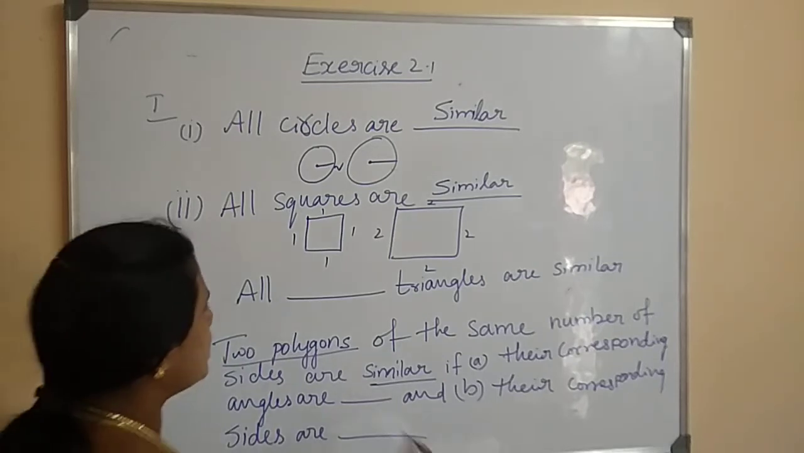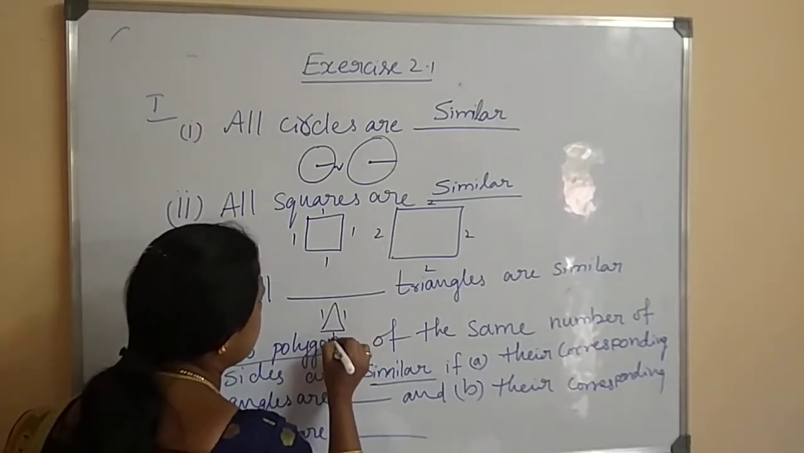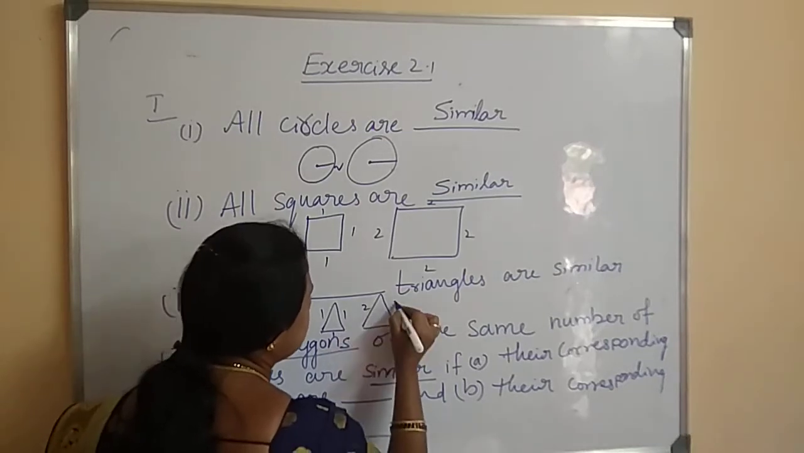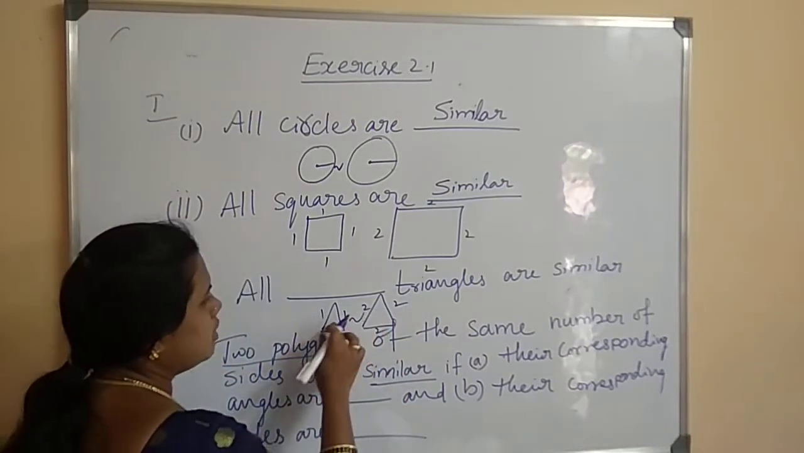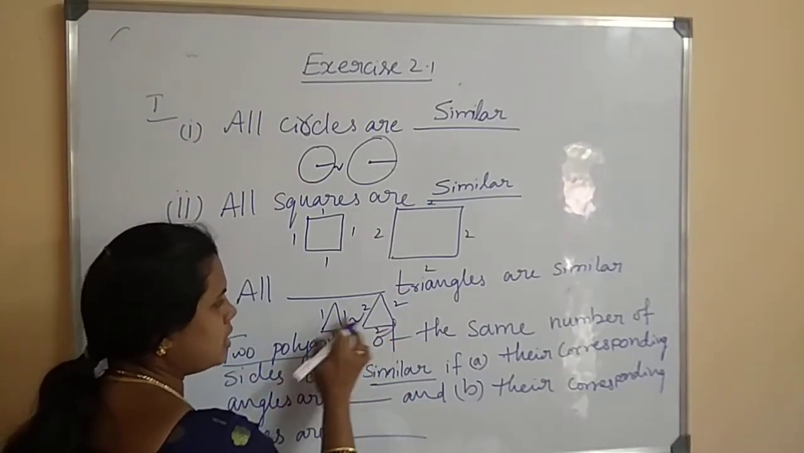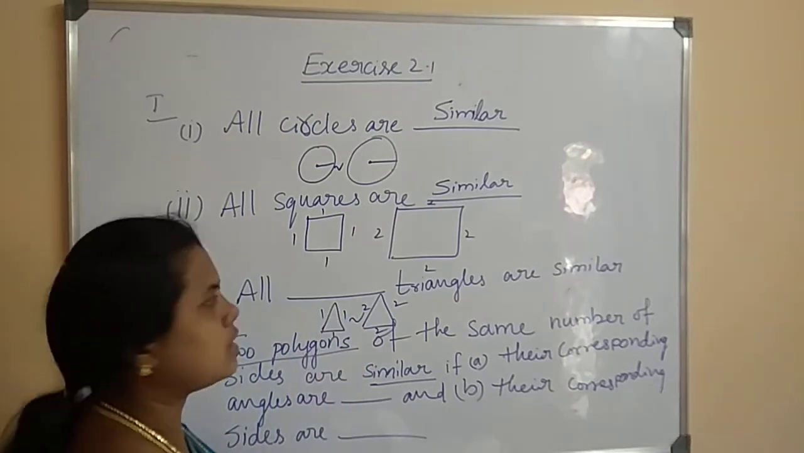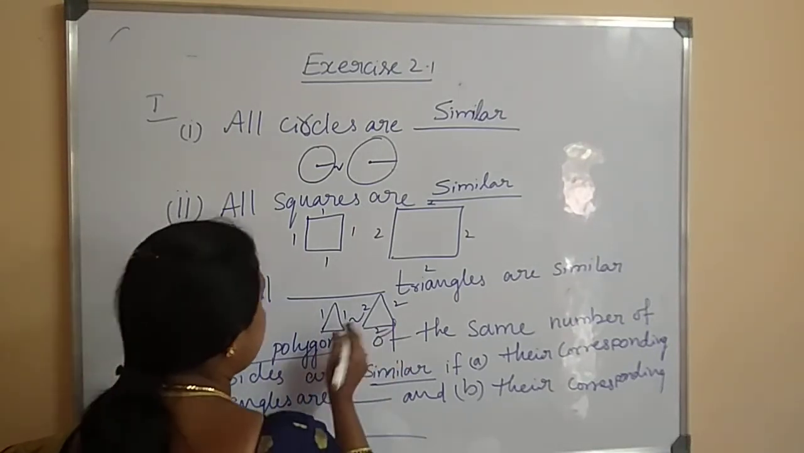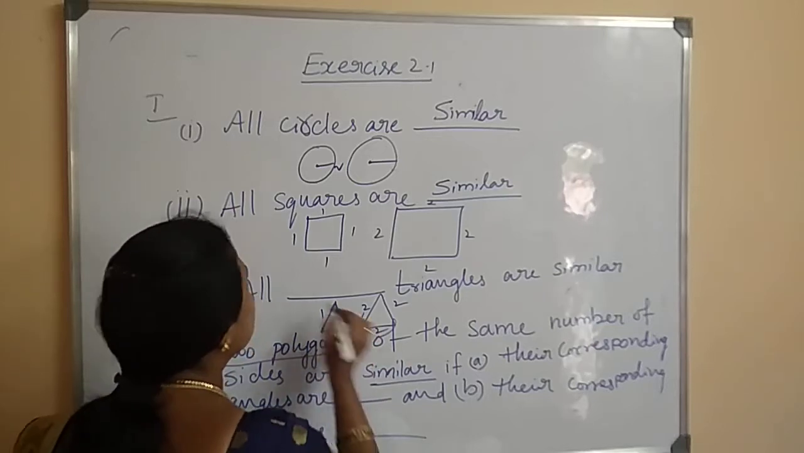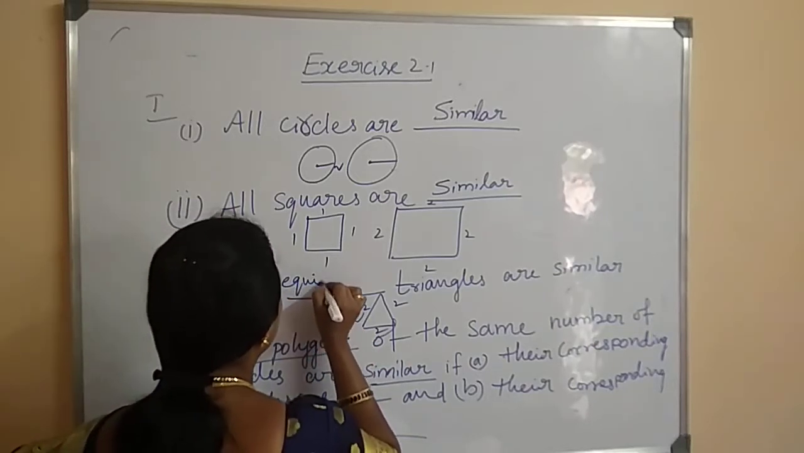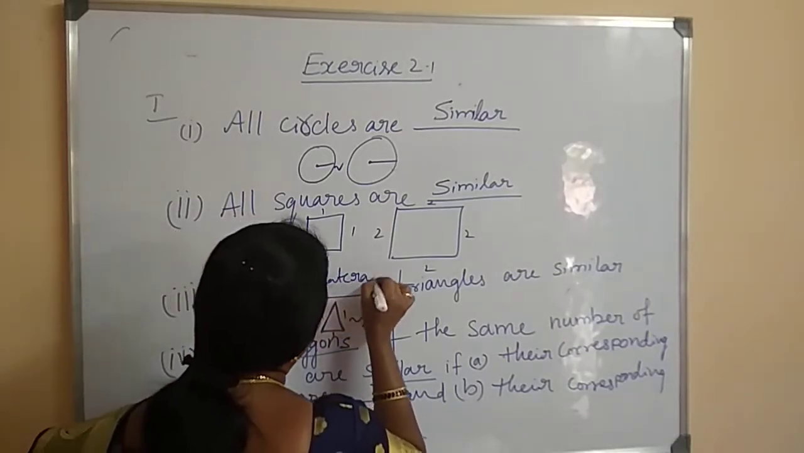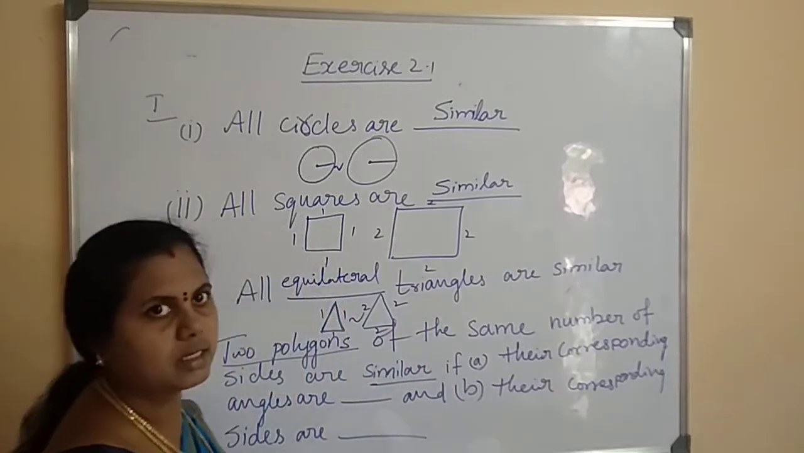Equilateral triangles, because see, for example, 1 centimeter, 1 centimeter you take, 2 centimeter, 2 centimeter, whatever it is you take. They are same in shape but not in size. The sides are in proportion. That's why they are always similar. What type of triangles? Equilateral triangle. All equilateral triangles are similar.